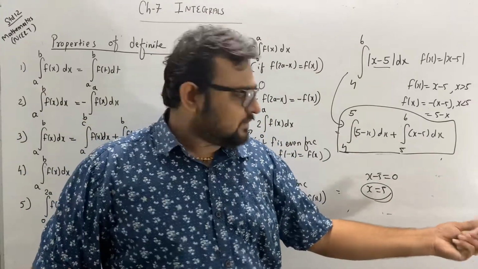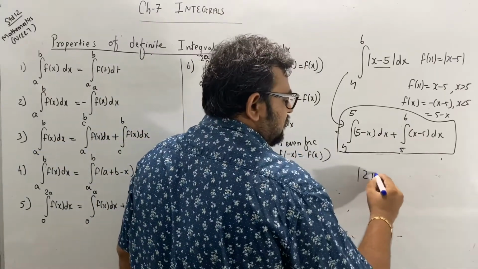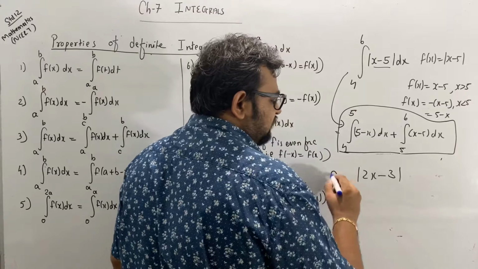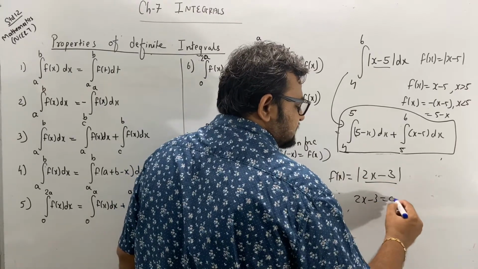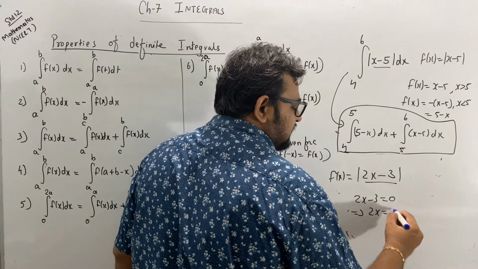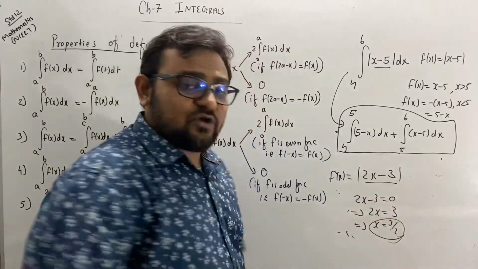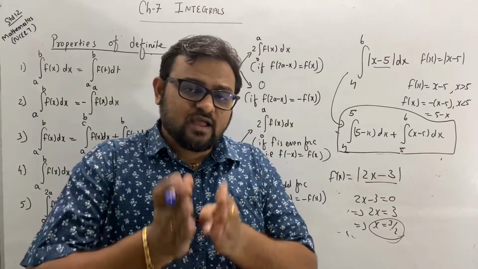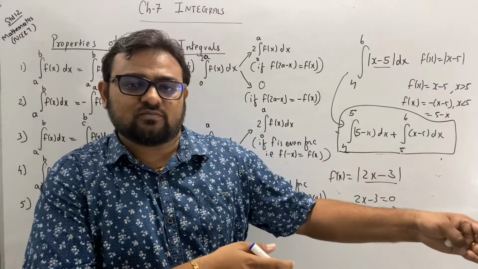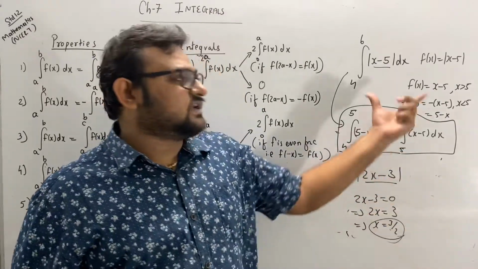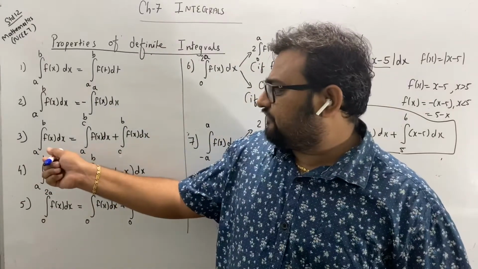Clear? Sometimes it will not be like this, the function is like this, modulus of 2x minus 3. So what you have to do is take this as 0. 2x minus 3 equal to 0. That implies 2x is equal to 3. That implies x equal to 3 by 2. So now you can split it into two intervals. One less than 3 by 2 and one greater than 3 by 2. Clear? So you have to split this in this way. Clear? So this was about property number three.